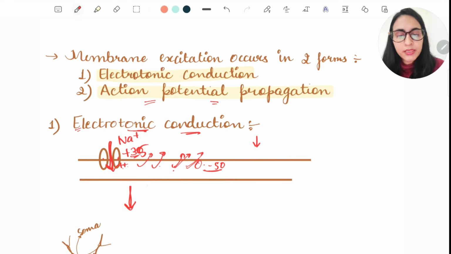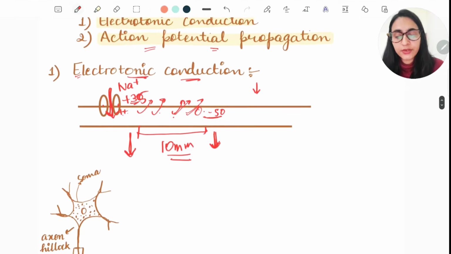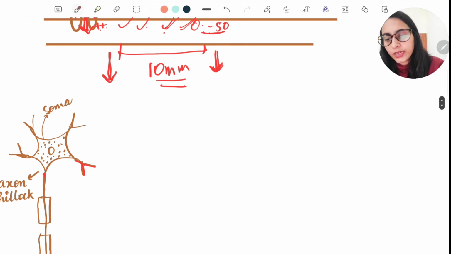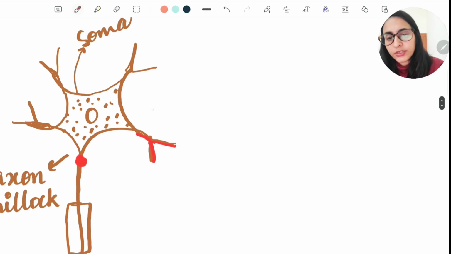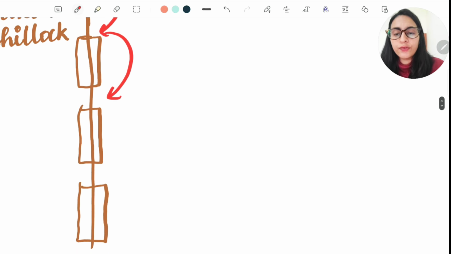It carries the impulse only up to 10 millimeter. After 10 millimeter of length in the neuron, because of this decrement, there is no charge left for the next impulse to be generated. So from the dendrites to the axon hillock, the charges travel by electrotonic conduction, and from the axon hillock we have saltatory conduction from nodes of Ranvier to nodes of Ranvier.